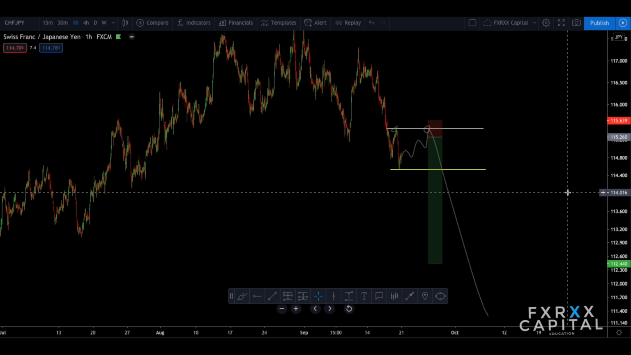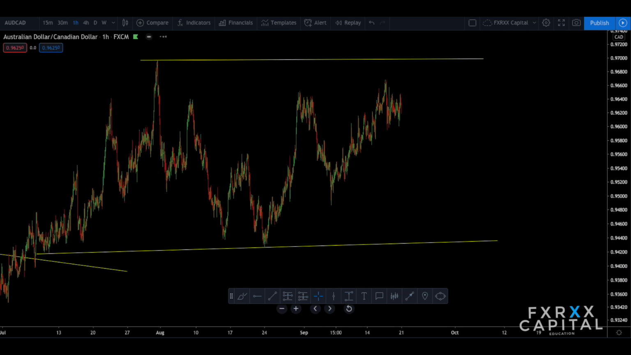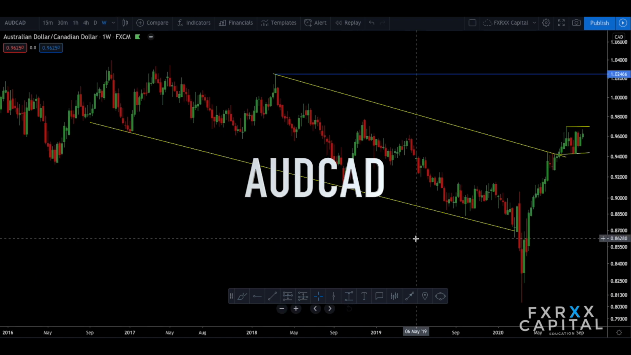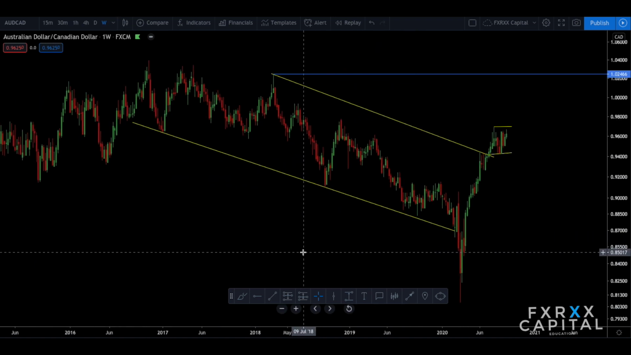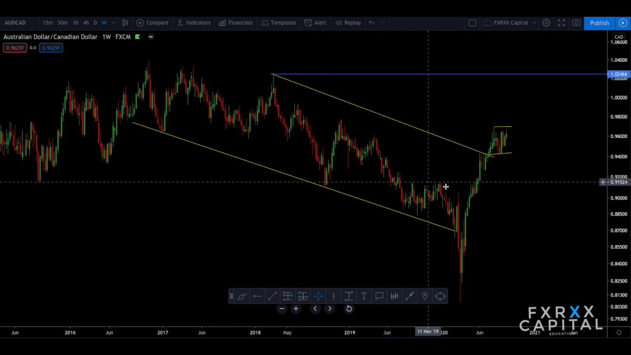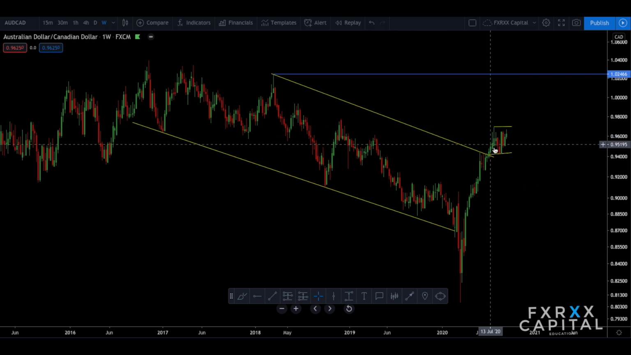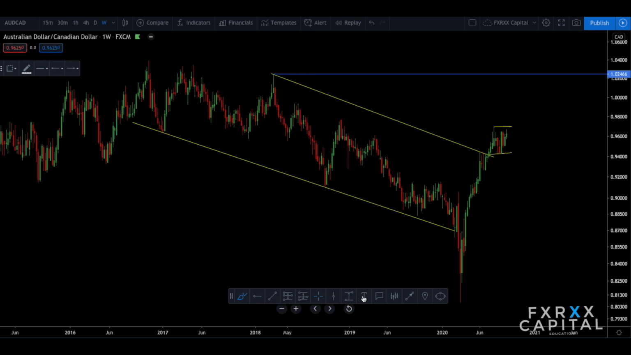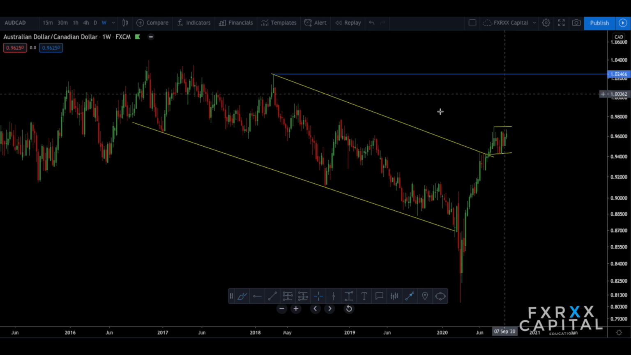Next, we move to our final wildcard, which is Australian Canadian dollar. It's a very typical pattern, similar to Australian CHF or NZDJPY. Descending channel and move to the upside. Price already broke the descending channel, created one bull flag, and is expected to move to the 90% rules.